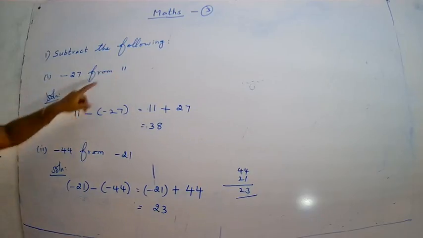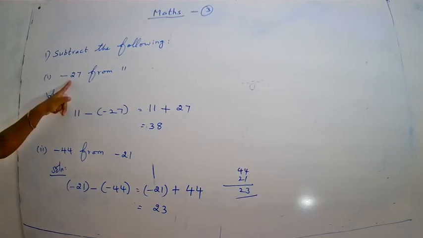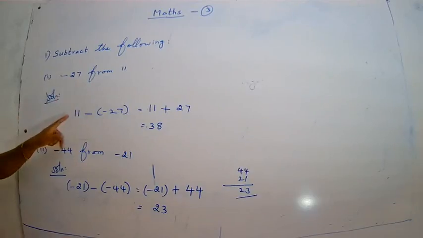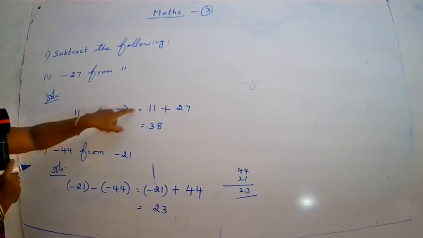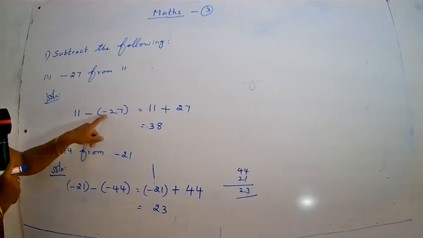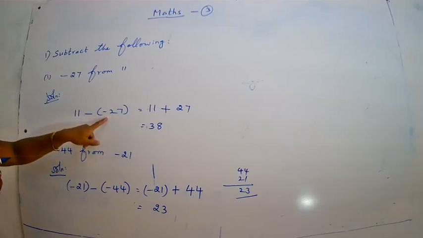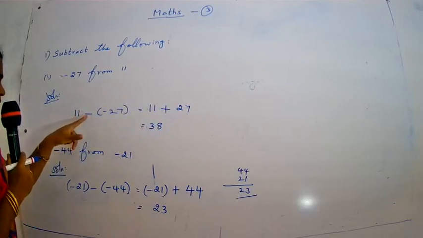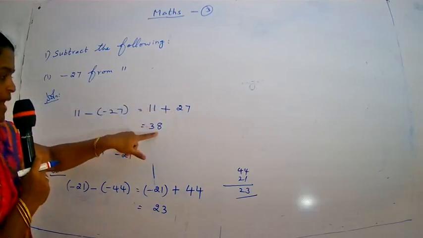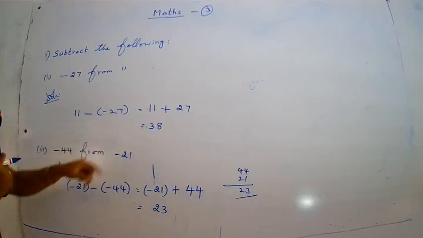Okay. So that's why 11 minus of minus 27. So now subtraction into addition. Okay. Subtraction into addition. That's why you put the additive inverse of minus 27. What is the additive inverse of minus 27? Plus 27. So that's why 11 plus 27. Your answer is 38. Okay.